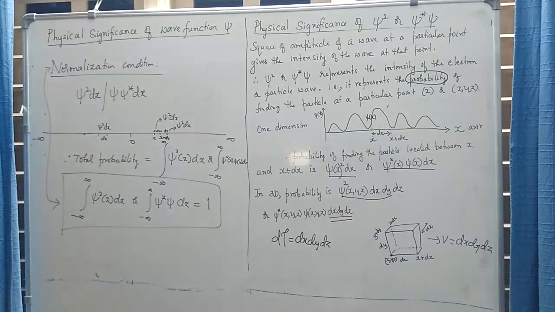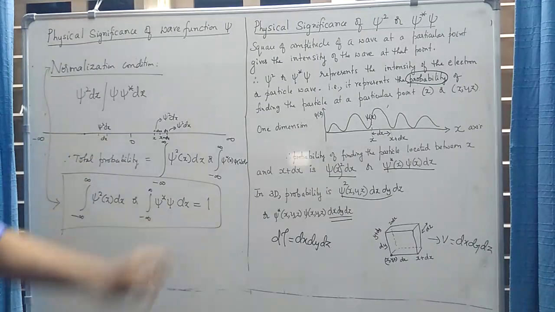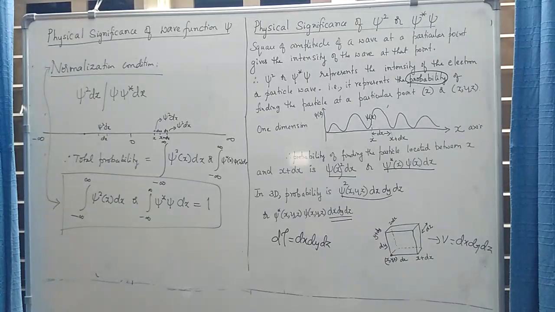So what is the normalization condition? The total probability of finding the particle in space somewhere between minus infinity to plus infinity should be equal to 1. And when we solve the Schrodinger wave equation, the wave function we get may or may not be normalized. If it is not normalized, we have to make it normalized. Why? Because that wave function should predict the total probability of finding the particle in the entire space equal to 1. So if the function is not normalized, we have to make it normalized by applying this normalization condition.